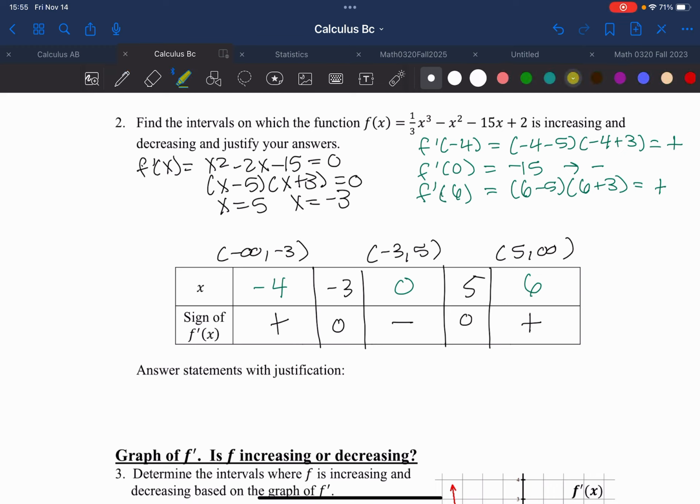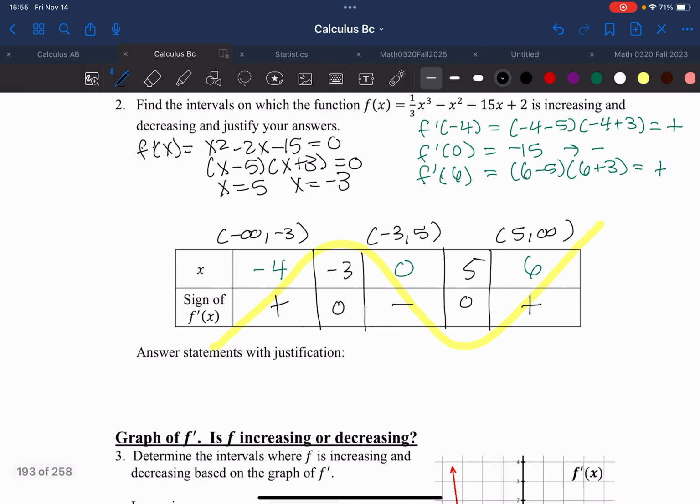So again, I can get a nice depiction of what the graph would look like based off of this table. So I have a positive slope, a zero slope, a negative slope, a zero slope, a positive slope. And notice that each peak and valley I had a critical point. So critical point at x equals -3, and then a critical point at x equals 5.